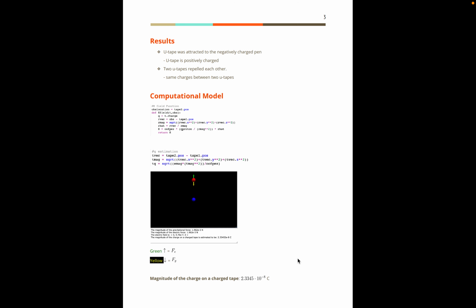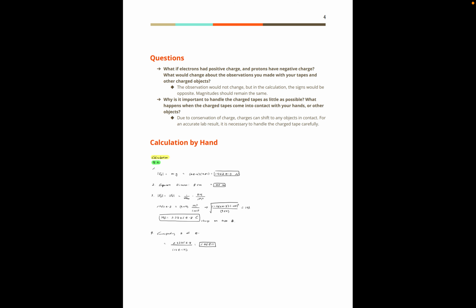And this is my computational model. The top function is for the electric field and the bottom is for the magnitude of the charge on a charged tape. And green arrow represents the electric force and the yellow arrow represents the gravitational force. And with the calculation, I had the magnitude of the charge on a charged tape as 2.3345 times 10 to the negative 8 coulombs.